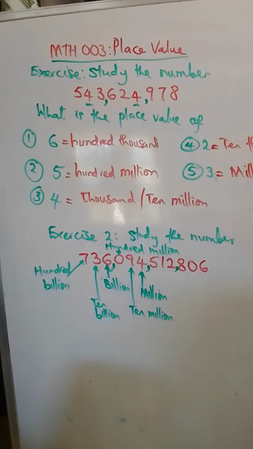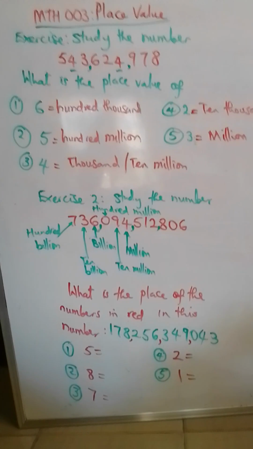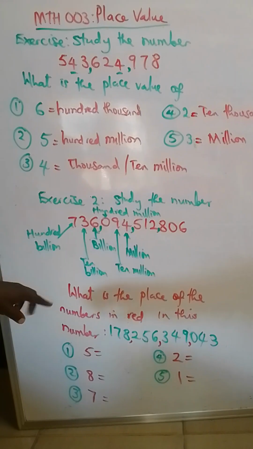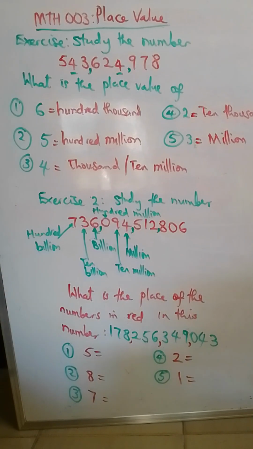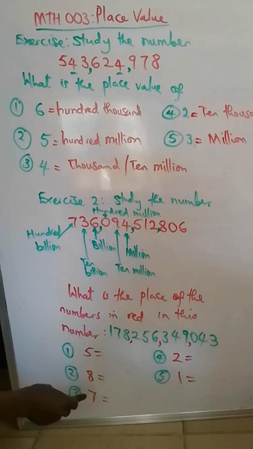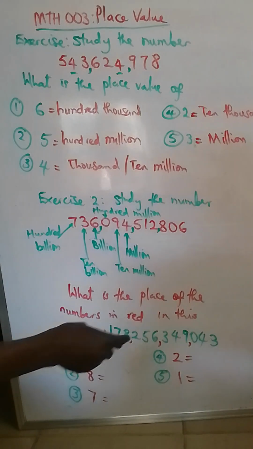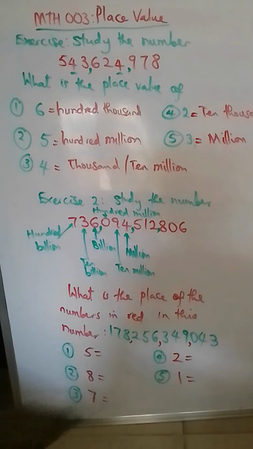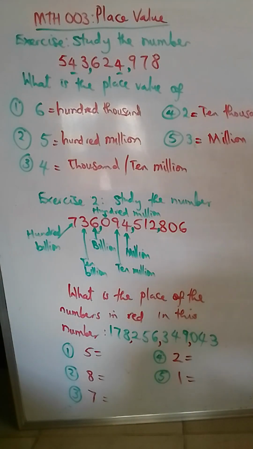Okay, I'm going to give you something to do. You're going to write it out since you have an example already. So the exercise I want you to do is to find the place value of 5 in this number, the place value of 8 in this same number, the place value of 7 in this number, the place value of 2, and the place value of 1 in the same number. So look for it, count it from the right. Don't forget the first one is units or ones. The second one is tens. 0 occupies the place of 100.